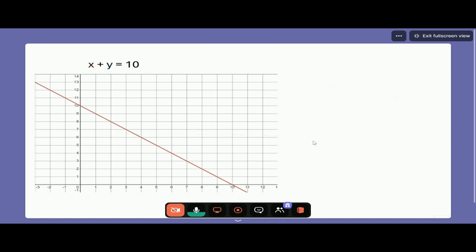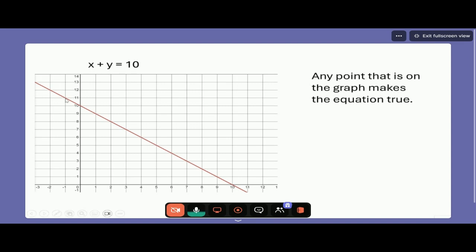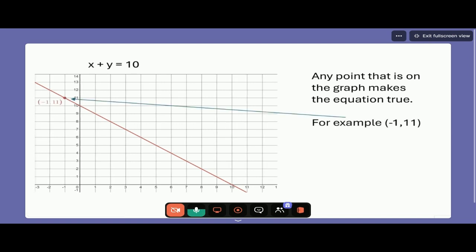Any point that is on the graph, how about right there, is a point on the graph, right? And that is when x equals -1 and y equals 11. That point should make the equation true. Sure enough, it does. Any point on the graph makes the equation true. Any point that makes the equation true is on the graph.